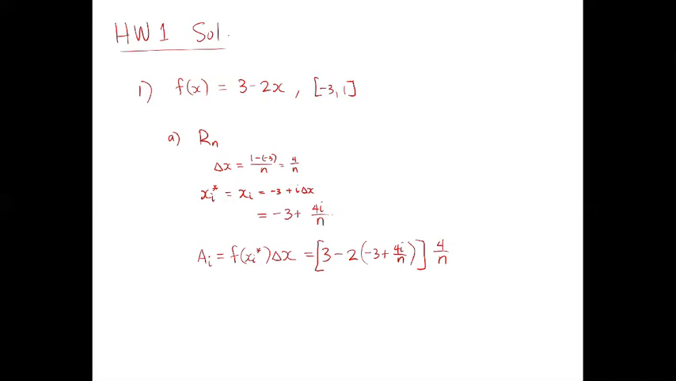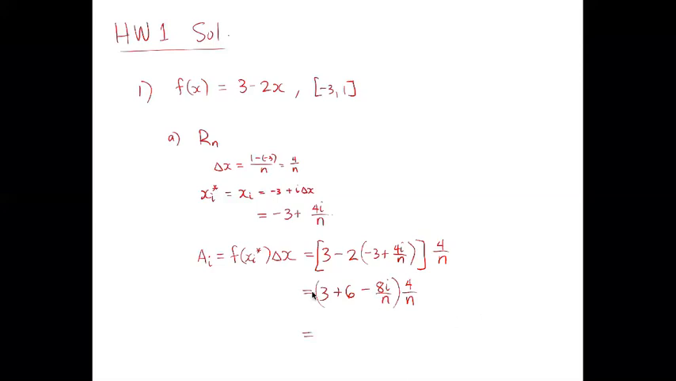So let us simplify this. We have here 3. And then in here, you have minus 2 times minus 3, that's plus 6. And then minus 2 times 4i over n, that becomes minus 8i over n. And this is being multiplied to 4 over n.